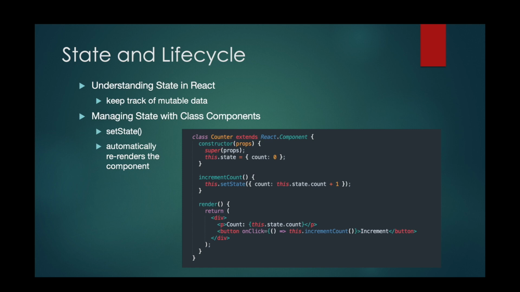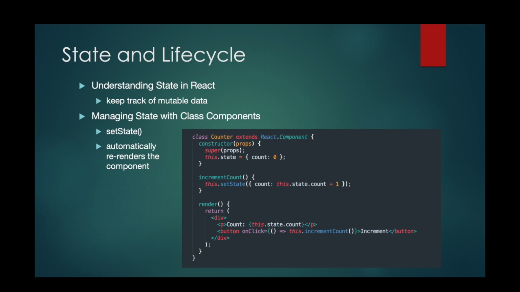Next, managing state with class components. In class components, state is initialized in the constructor and accessed via this.state. To update state, you use the setState method provided by React. When state changes, React automatically re-renders the component to reflect the updated state. In this example, the counter component manages its own state with the count property. Clicking the increment button updates the state, causing the component to re-render and display the updated count.